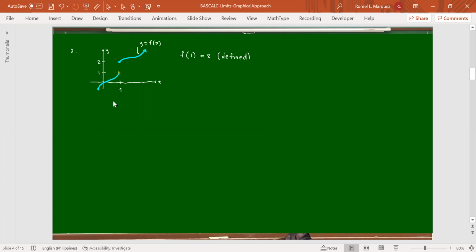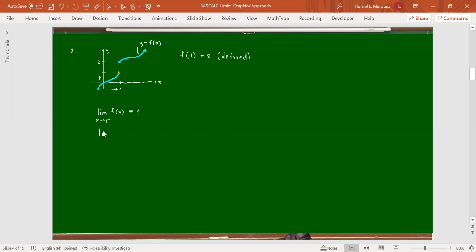Yes po, sir. Now, let me examine the behavior of the function as I travel along the curve approaching 1 from the left. What is the limit of f of x as x approaches 1 from the left? As I travel from the left, it goes to what value? 1 po. It goes to 1. So the limit exists from the left.